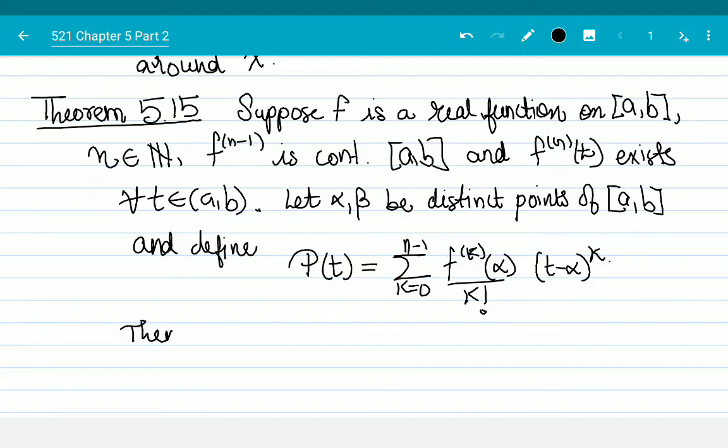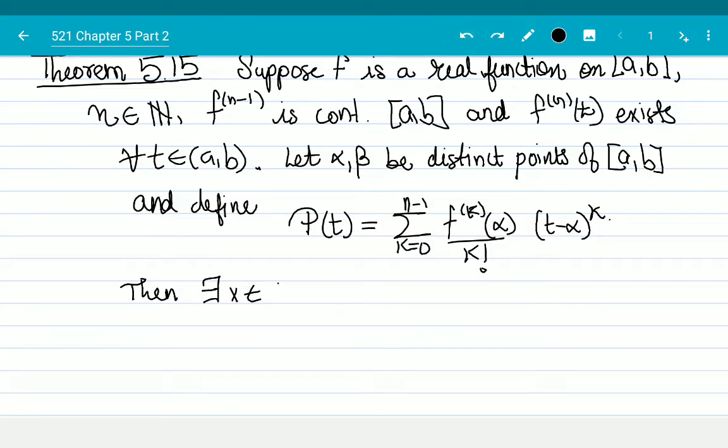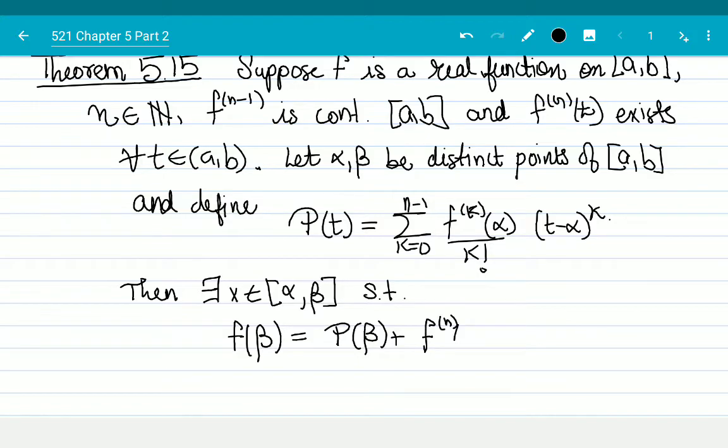Then there exists x between alpha and beta such that f(beta) is equal to P(beta) plus f^(n)(x) over n factorial times (beta minus alpha)^n.